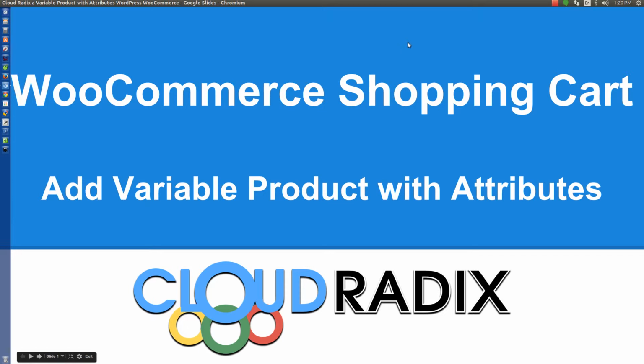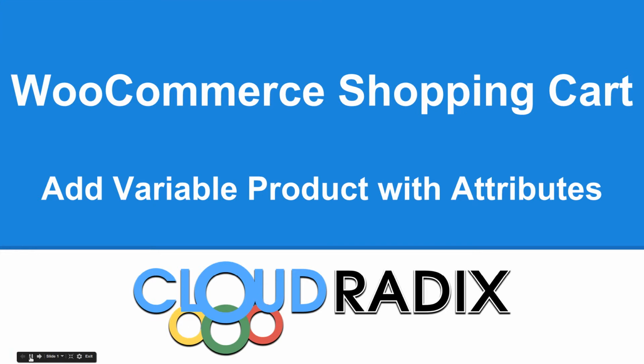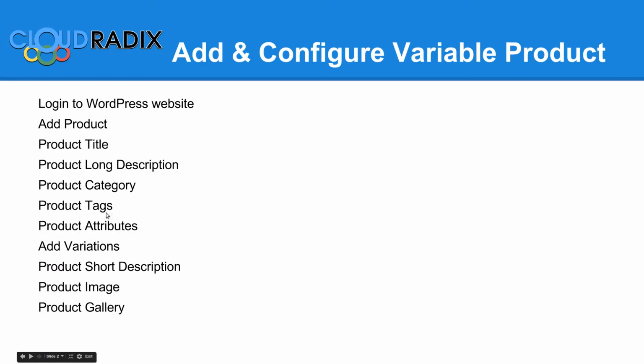variable product with attributes on your WooCommerce shopping cart for your WordPress site. And the things that we'll be covering here are the login to WordPress website, add the product, product title, long description, category tags, attributes, variations, and that's the important thing here, adding those variations. And then, of course, the short description, adding an image, and the product gallery.